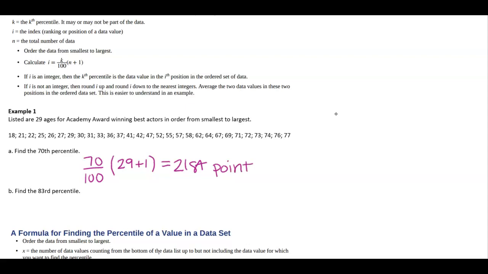So then I can count up 1, 2, 3, 4, 5, 6, 7, 8, 9, 10, 11, 12, 13, 14, 15, 16, 17, 18, 19, 20, 21. So 64 years old is our 70th percentile. All right, let's do that for the 83rd.